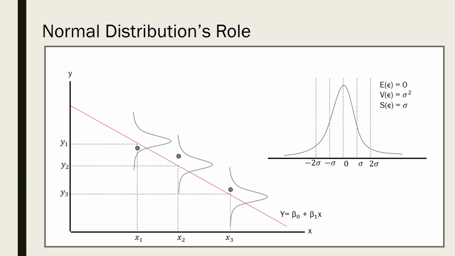The normal distribution determines how far one can expect each point to lie above or below the regression line. A high variance value will cause one to expect the points to be quite far apart from the regression line, while a low variance value causes the points to be tightly packed around the regression line.